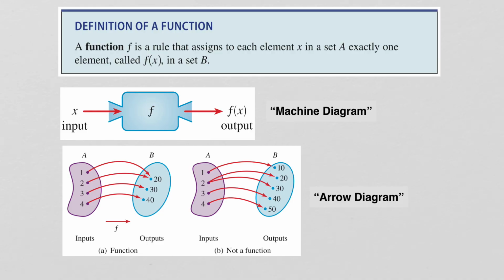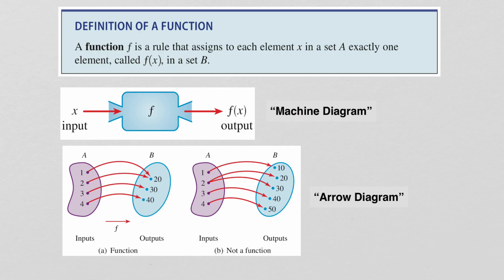A function is basically a mechanism that takes some input value, which we will call x, applies some mathematical rule to it, which we call f, which stands for the function, and then it transforms the input value into f of x, which we call the output value. And this is the so-called machine diagram of a function.